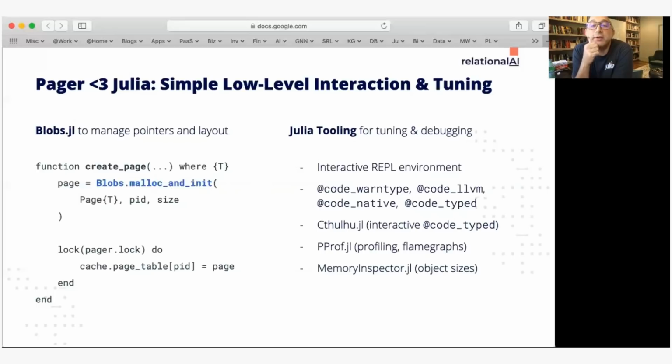We all know Julia's interactive REPL environment, and we're benefiting from its code exploration macros, which we use to spot type instability and to find scary bugs like register corruption caused by latent LLVM bugs, which we all know exist. Our colleague Nathan Daly also wrote the Cthulhu.jl library, and we use it to interactively dive into the generated code. PProf.jl and MemoryInspector.jl also help us profile and analyze the pager and optimize things further.